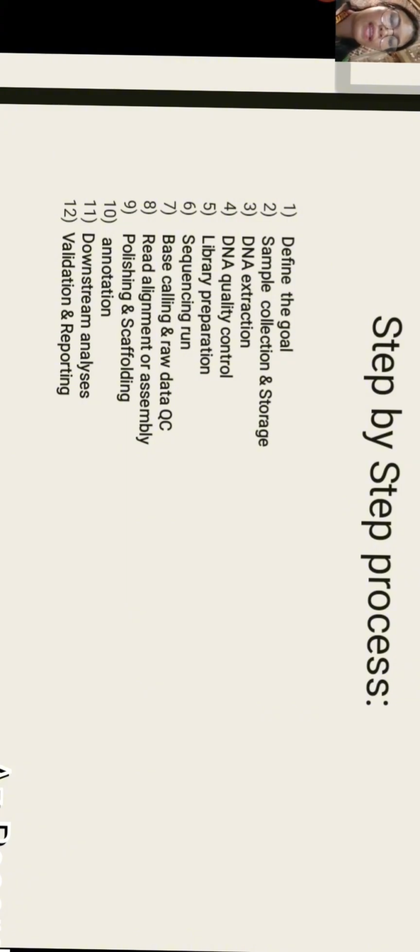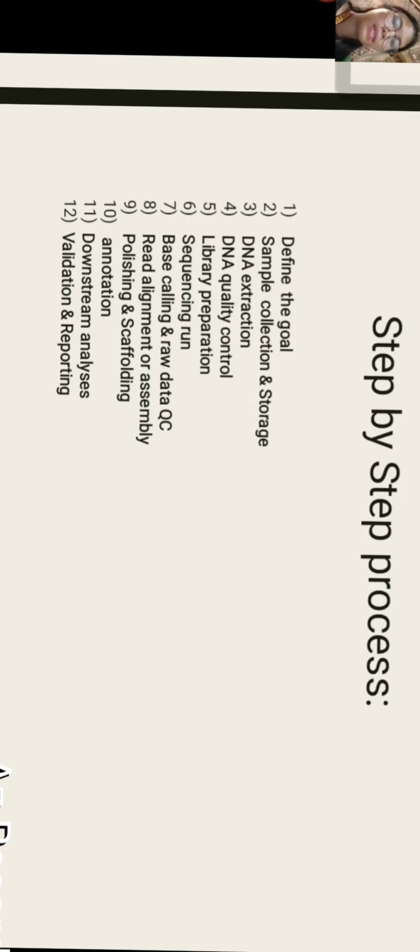Check if the DNA is clean, long enough, and not broken. Number 5 is library preparations. Prepare the DNA for sequencing by cutting it into small pieces and adding special tags so the machines can read it. Number 6 is sequencing run.